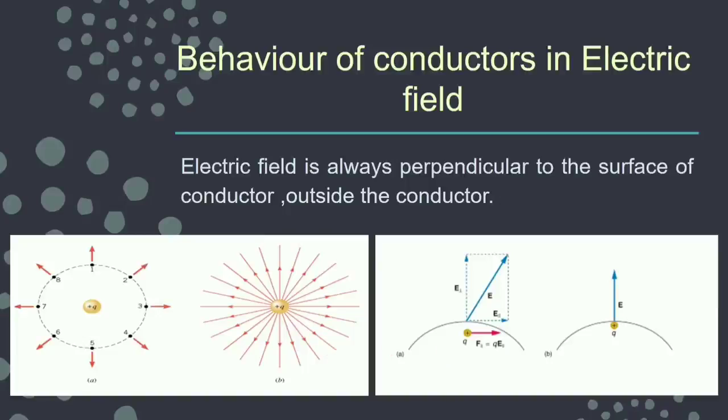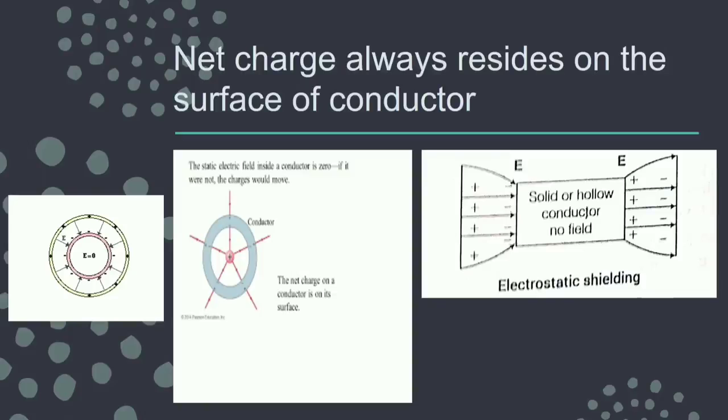So this we have to study further, that net charge is lying on the surface of the conductor. Net charge always resides on the surface of the conductor. It means inside the conductor, whether it is hollow or solid, no field is there, because field is coming perpendicular outside. For the positive charge, the field is outside the conductor, and inside the field is 0, because charge always resides on the surface of the conductor.